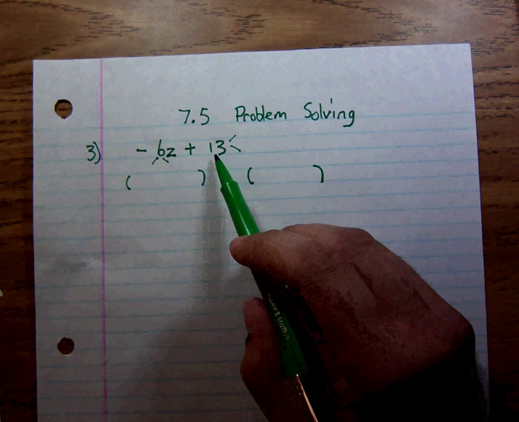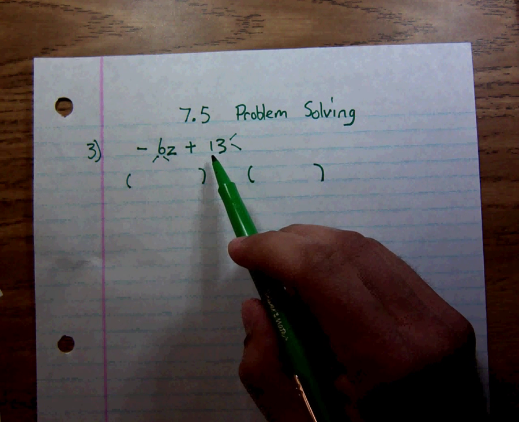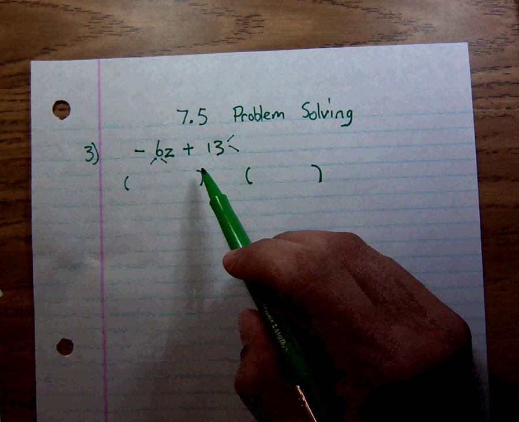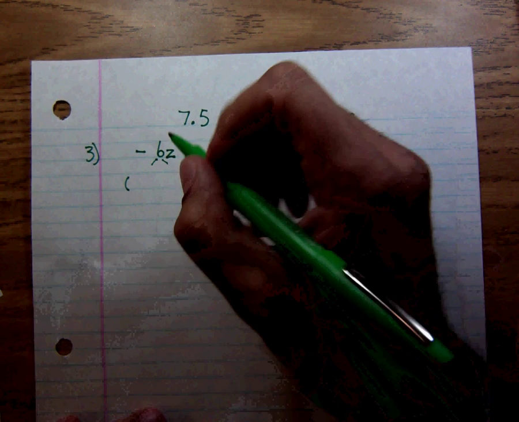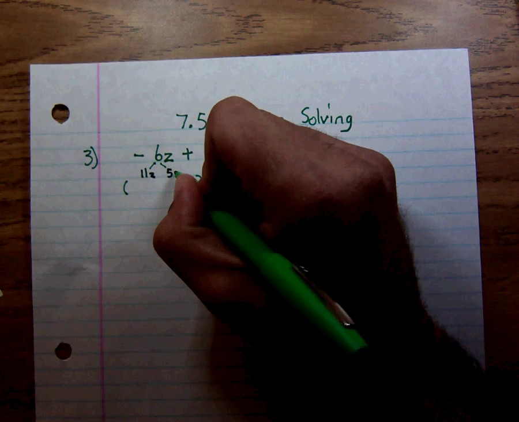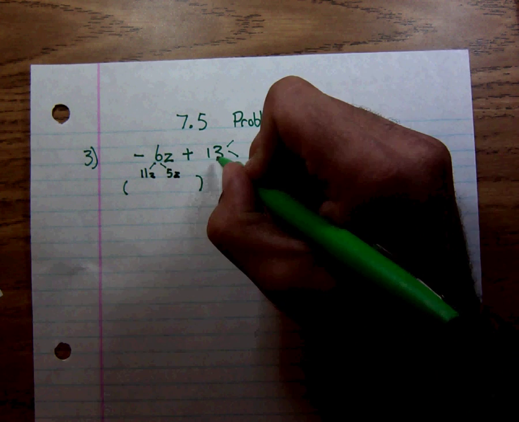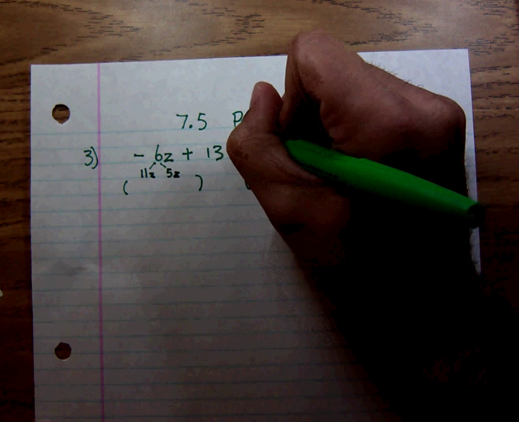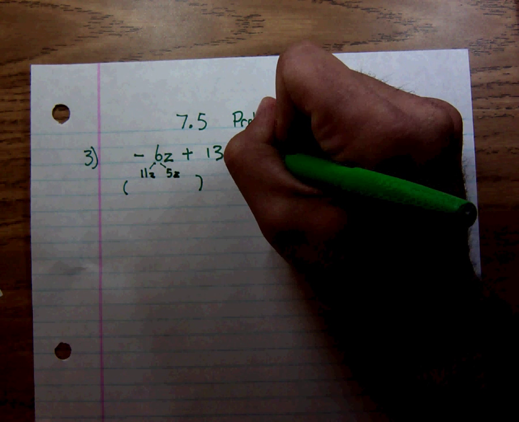Now, the text gives me numbers that I have to use. You can use any number. There's so many answers that would work here, but because it gives me 11z and 5z, I'll use those. Likewise, it gives me 15 and 2.